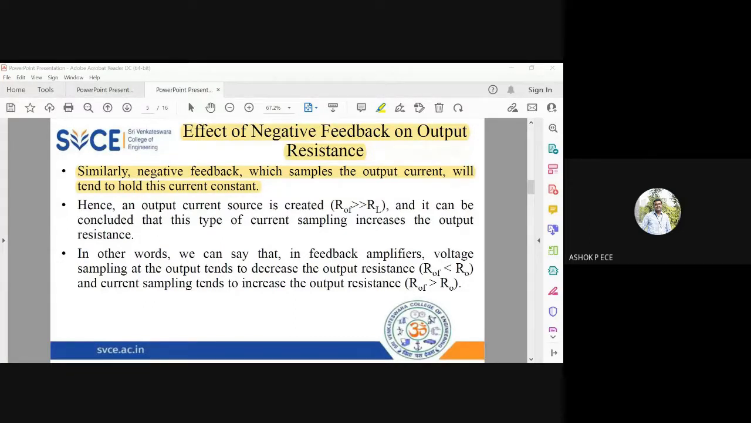For voltage series, what is the amplifier example? For voltage shunt, what is the amplifier example? Like that, we are going to see each of the four cases. That will complete our unit 3.